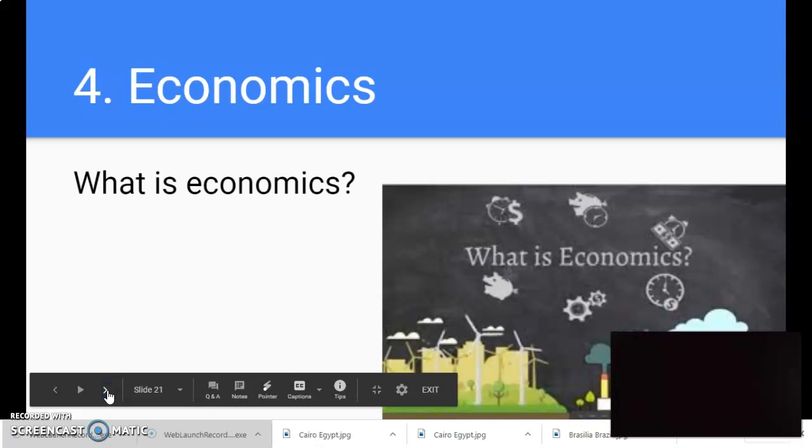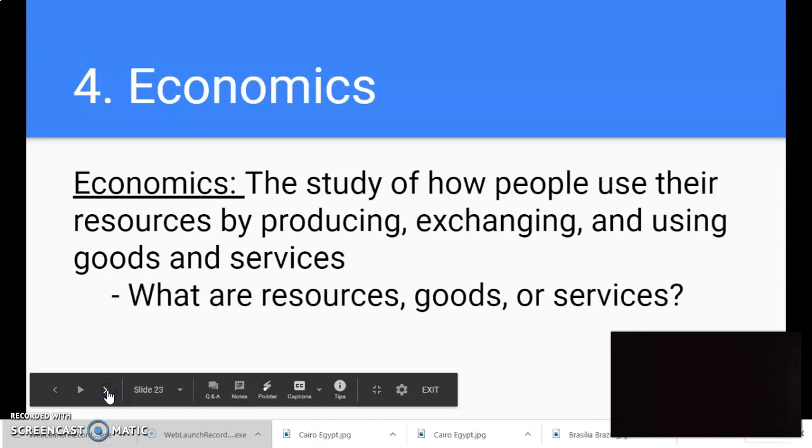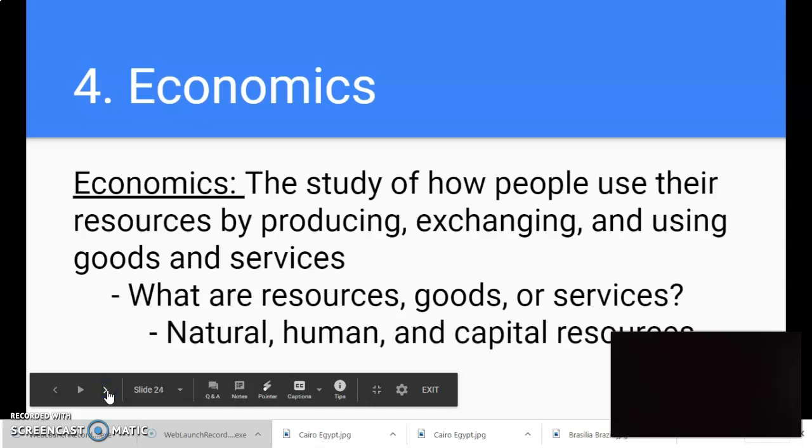Economics. What is economics? Economics, the study of how people use their resources by producing, exchanging, and using goods and services. What are resources, goods, or services? Natural, human, and capital resources.